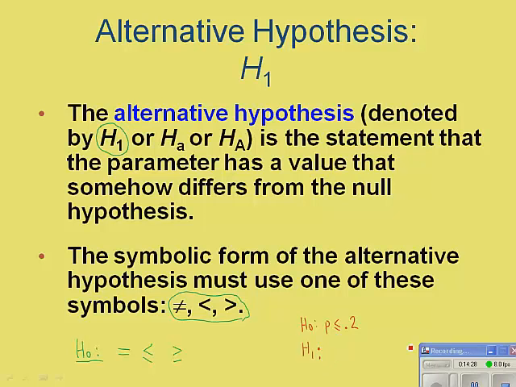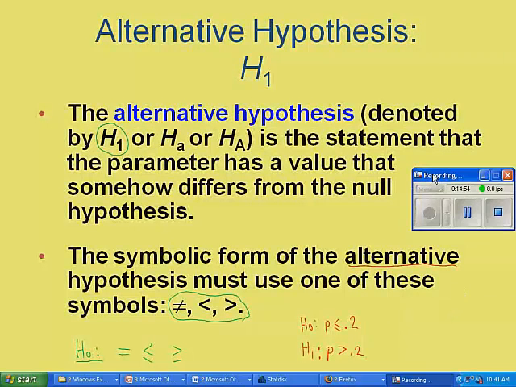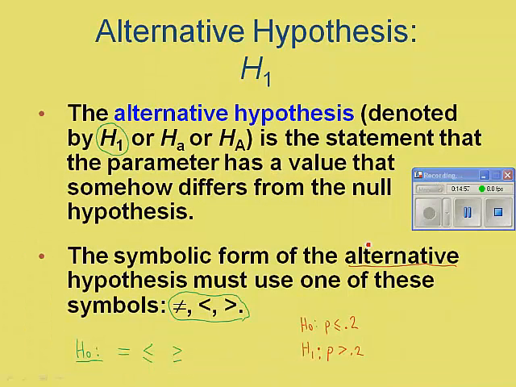Okay, what do you think H1 would be? It has to be an alternative. P is greater than 0.2. Do you see that, Kristen? So I guess we're going to see that there are different kinds of tests you can do. Left-tailed, right-tailed, and two-tailed, and I'll get to that.